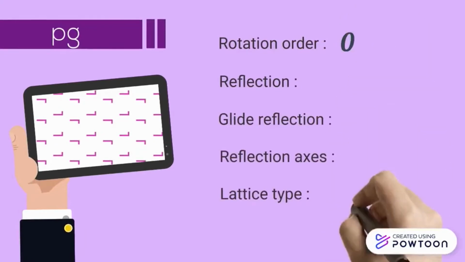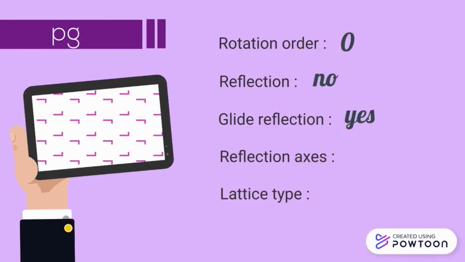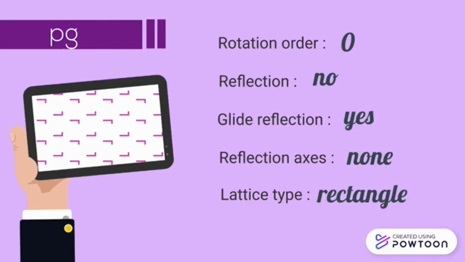PG has neither rotations nor reflections. However, it contains glide reflections. The direction of the glide reflection is parallel to one axis of translation and perpendicular to the other axis of translation. And the lattice is rectangular as well, similar to the group PM.